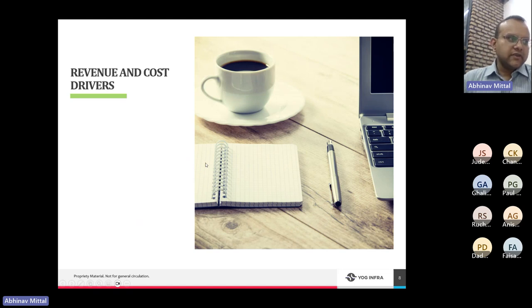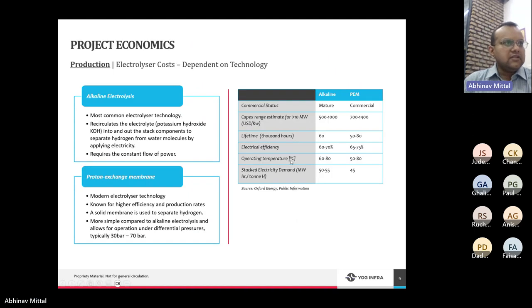Okay, so then what are the revenue and cost drivers across the value chain that you need to take care of? First, let's talk about production. If you are doing any sort of financial assessment in the near future, you may encounter possibly three types of electrolyzer technologies available in the market. One is alkaline, one is PEM, and the third one is called solid state, which is still an emerging technology. Although some developers or some countries are using it, it's a very, very nascent technology. So today the focus is on the two most commonly used technologies, which are alkaline and PEM.